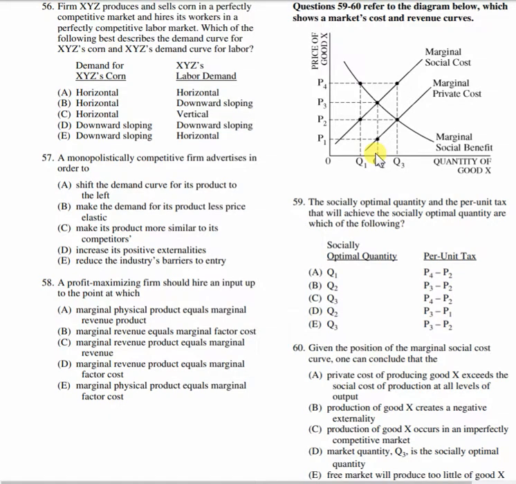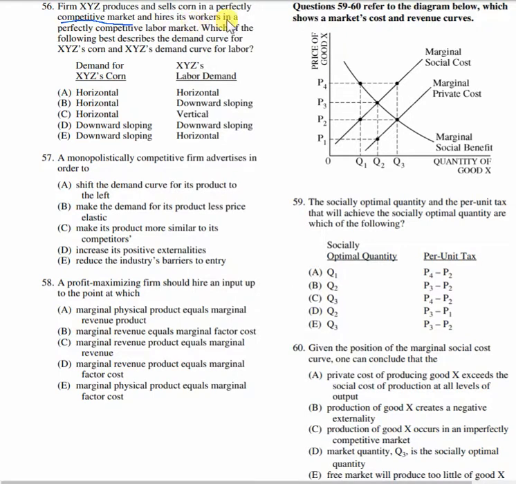All right, we are on the home stretch now. Question 56. Firm XYZ produces and sells corn in a perfectly competitive marketplace. So remember, perfect competition gives us a horizontal demand curve, right? You're a price taker, not a price maker, so you only see one price.